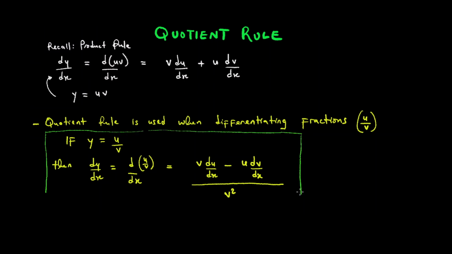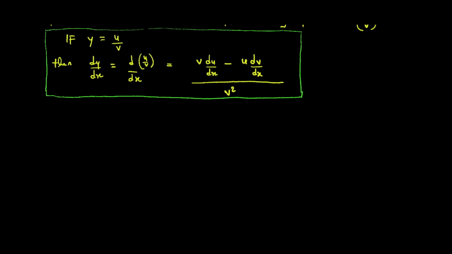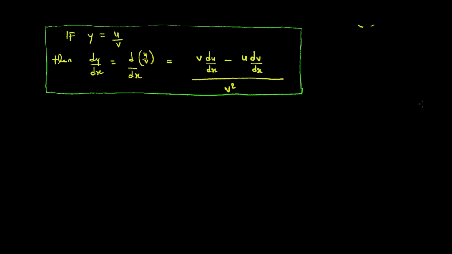This is what is called the quotient rule, my friends. If y is equal to u over v, d of u over v dx is equal to v du dx minus u dv dx, everything over v squared. To make sense, let us put in an example. So our example is like this.